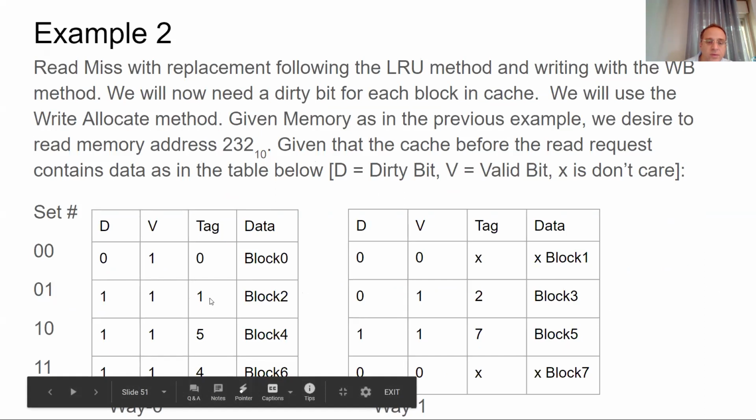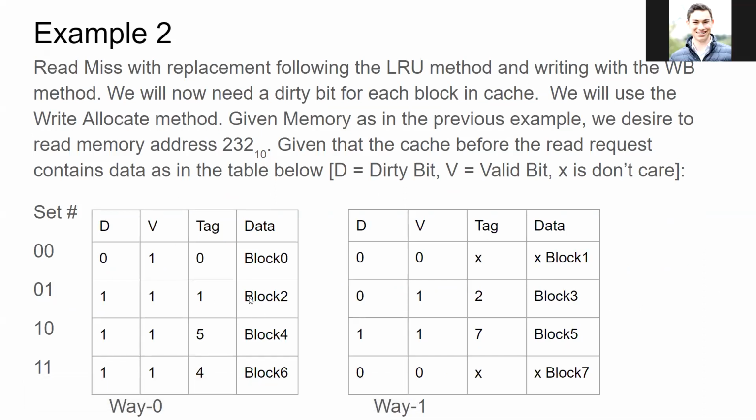1 also. So we could figure out the block. We're going to write back the whole block. Now, we don't have to care about the offset. We're just going to write back the whole block. Yeah? The tag and the set together is the block. Exactly. The tag and the set together is the block.